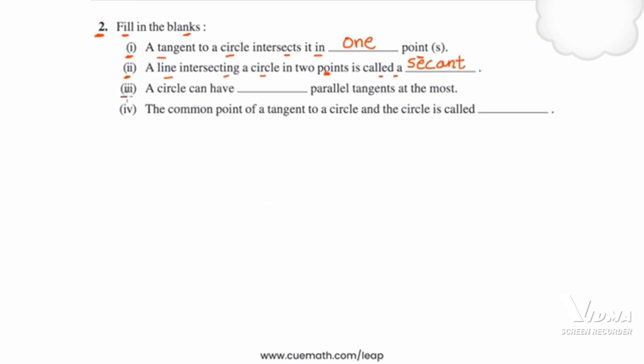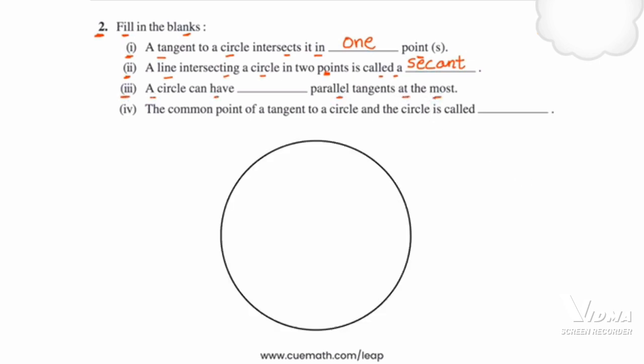Then we come to statement 3, which says a circle can have dash parallel tangents at the most. So I want you to visualize this situation carefully. How many parallel tangents do you think a circle can have? So let me draw one tangent for this circle. So let's say this tangent here. Now, how many other tangents can this circle have which are parallel to this tangent? So if this is the point of contact A for the first tangent, then it's easy to see that this circle will have exactly one more tangent that's parallel to this first tangent.